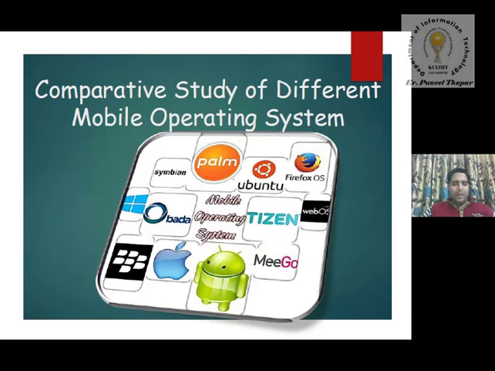Good afternoon, everyone. Our today's topic is the comparative study of different mobile operating systems. This is the last module, the last section of our syllabus. Before this, we discussed the various types of mobile operating systems, how they work, what a mobile operating system is, why we use it, the architecture of a mobile operating system, and the various types of mobile operating system.